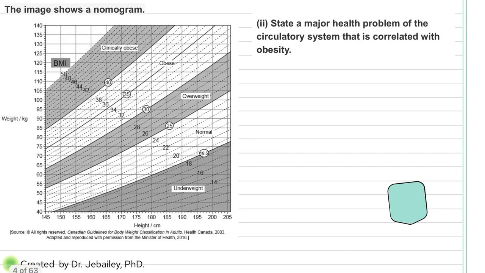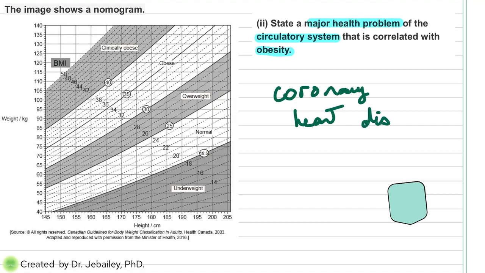Now, another question that can come out from this says, state the major health problem of the circulatory system, meaning the heart, that is related to obesity. In this case, it can be thrombosis, it can be stroke, it can be coronary heart disease. And when I say coronary heart disease, the coronary is basically a blood vessel found in the heart which supplies the heart with blood. So if this gets blocked, then most likely the heart is not going to be able to function well.